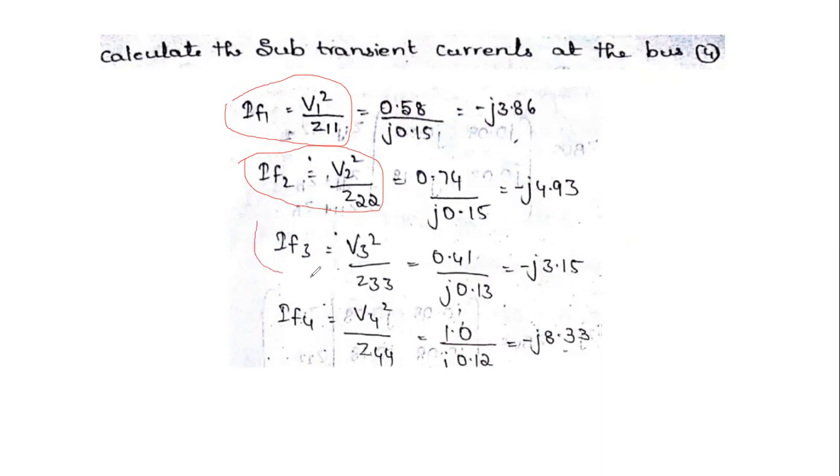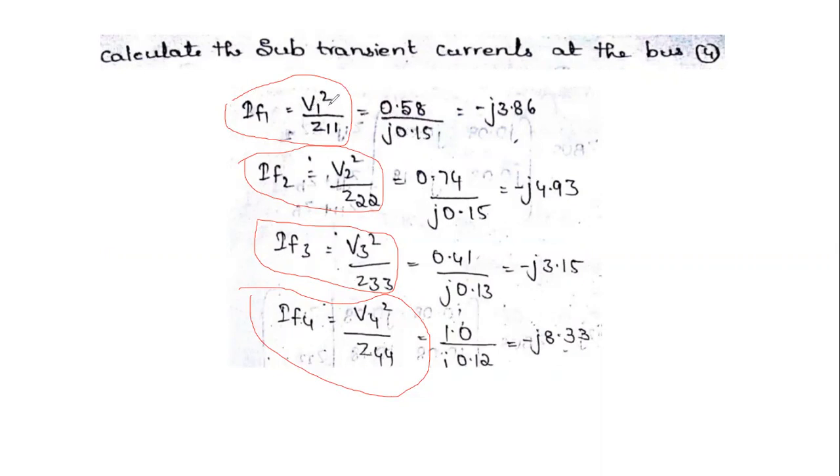Next, IF3 is equal to V3 squared by Z33. Here V3 squared means the voltage at bus 3 during fault condition. And IF4 is the voltage at bus 4 during fault condition by Z44. Z11, Z22, Z33, Z44 are already given in the Z matrix.